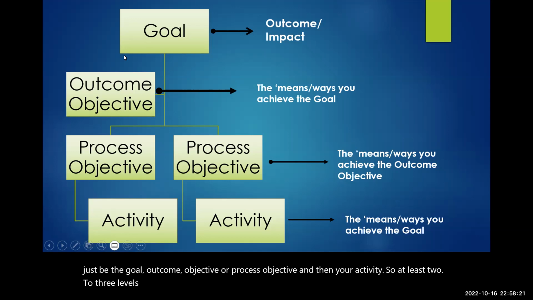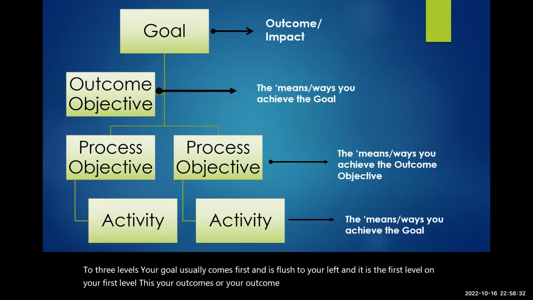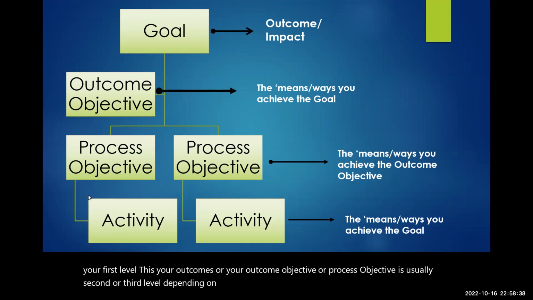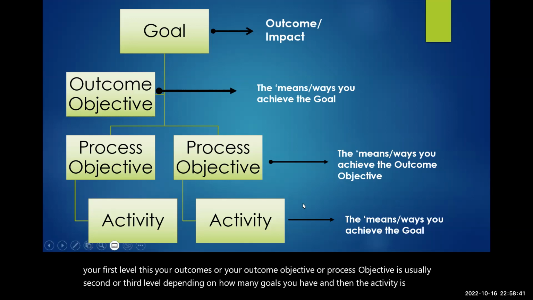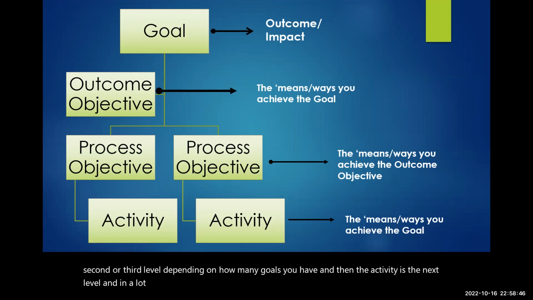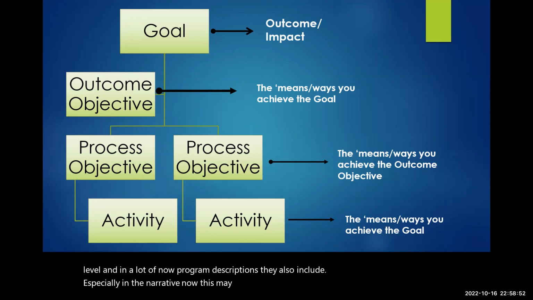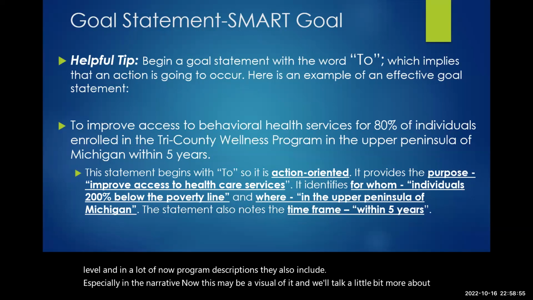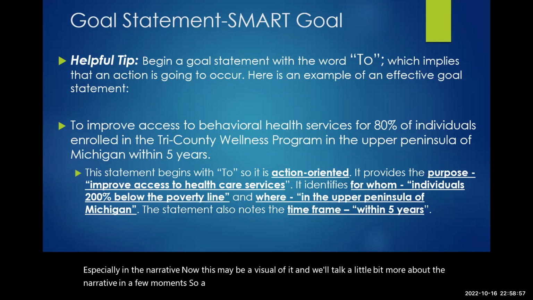Your goal usually comes first and is flush to your left, and it is first level. Your outcome objective or process objective is usually second or third level, depending on how many goals you have. And then the activity is the next level. And in a lot of program descriptions now, they also include, especially in the narrative. Now, this may be a visual of it, and we'll talk a little bit more about the narrative in a few moments.